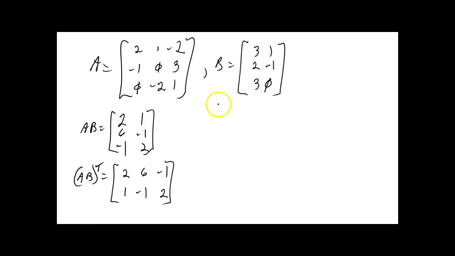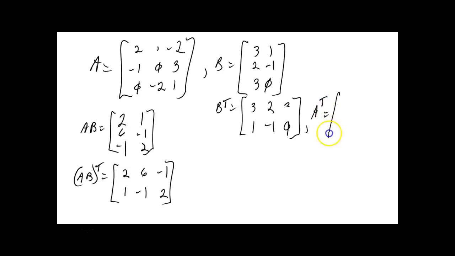Trying to figure out. Let's write it here. B transpose is going to be another 2 by 3, and that would be 3 and 1 below it, 2, negative 1 below it, and 3 and 0 below it. Okay. And A transpose, that would be a 3 by 3 still. And so it would be 2, 1 below that, negative 2 below that, negative 1, 0, 3, 0, negative 2, negative 2. It's just my pen is slow.